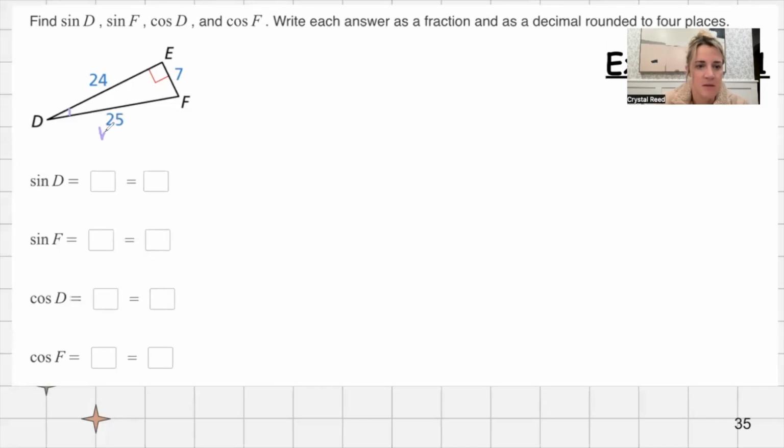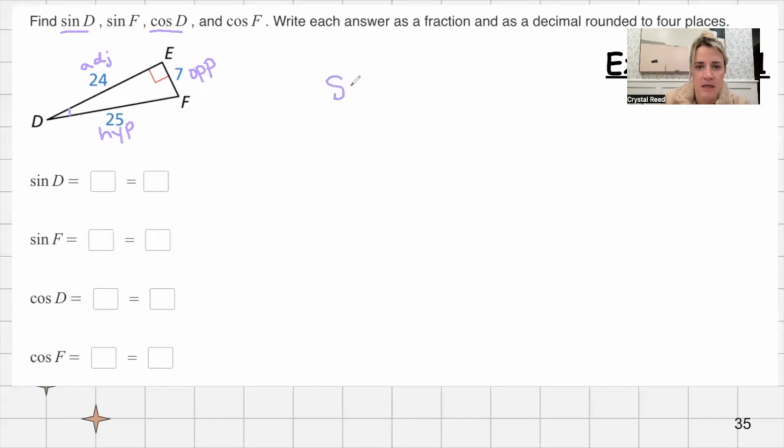So this is my hypotenuse because it's across from the 90. According to angle D, this side 7 is my opposite. It's opposite of angle D. And then 24 would then be our adjacent. These are our labels, anything that is working with angle D. So this will be what we'll use for sine of D and cosine of D.